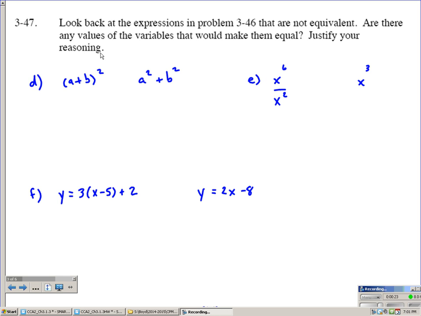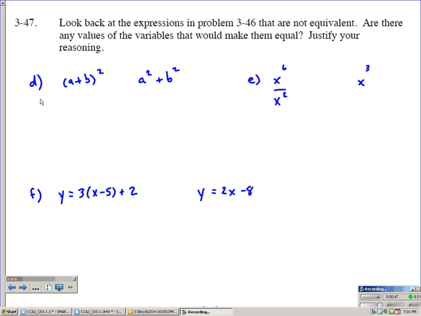Justify your reasoning. Well, we already completed 3-46 and we got that D, E, and F had expressions that were not equivalent. Now they're asking us to see if there are any values that we could put in for our variables that would make these expressions actually equivalent to each other.